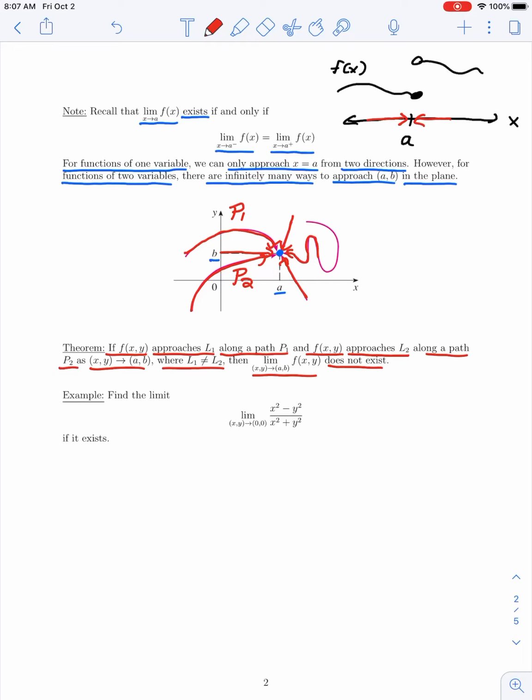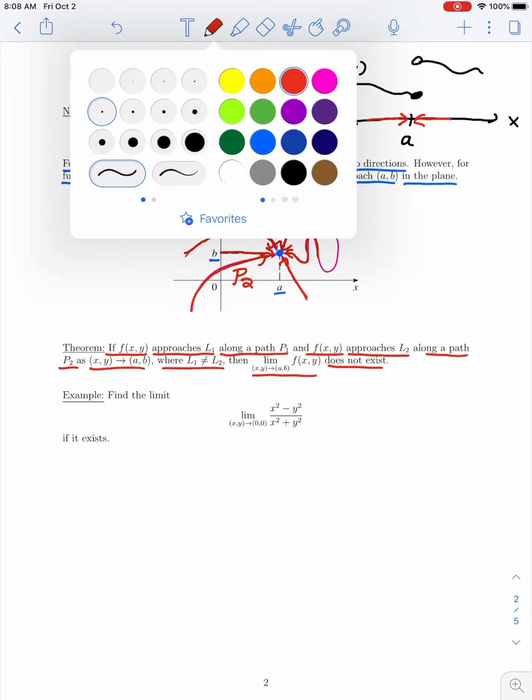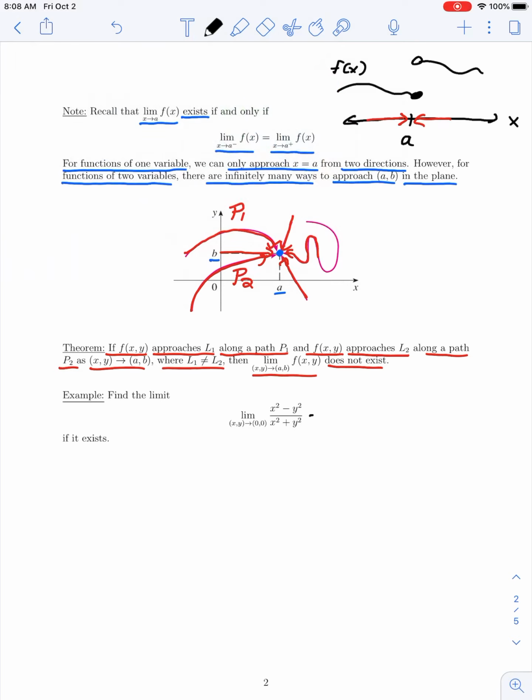So the next examples that we'll consider will illustrate some functions where a limit may not exist. In our first example, we're asked to find the limit as (x,y) approaches (0,0) of the function (x squared minus y squared) over (x squared plus y squared), if it exists. The first thing we could do, of course, is to try to evaluate the function at (0,0). And we see that we have a limit of indeterminate form, something of the form 0 over 0.